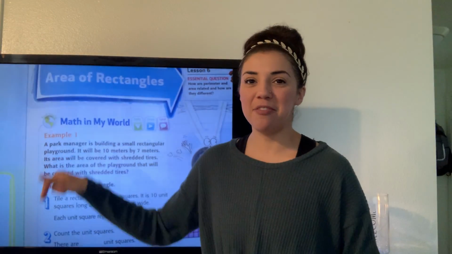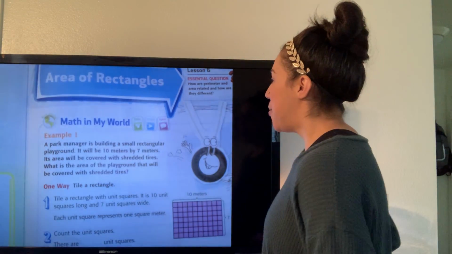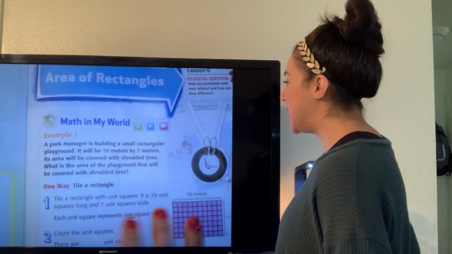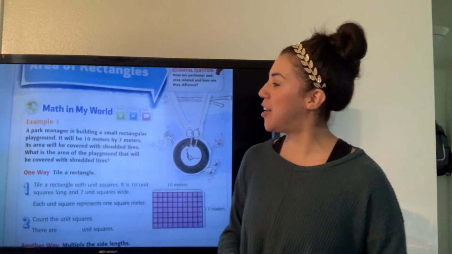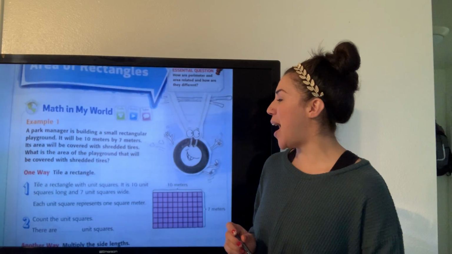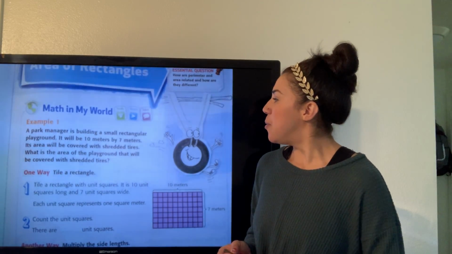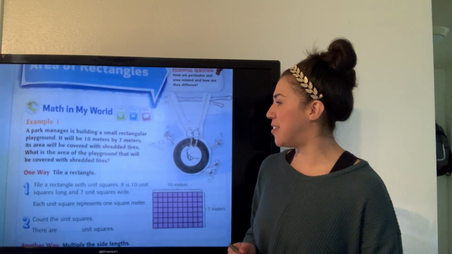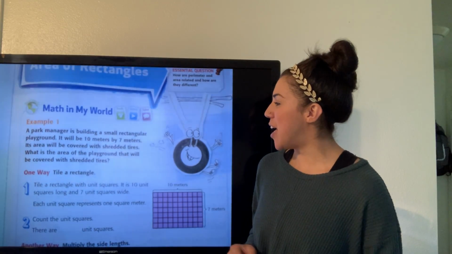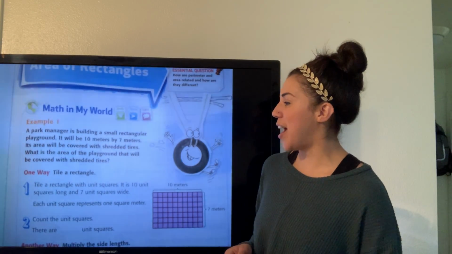So let's go ahead and read example one. Go ahead and read it with me. A park manager is building a small rectangular playground. It will be 10 meters by 7 meters. Its area will be covered with shredded tires. What is the area of the playground that will be covered with shredded tires?